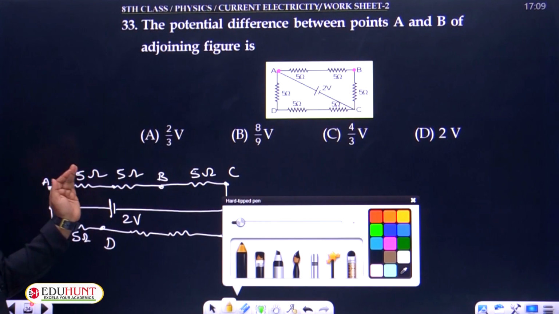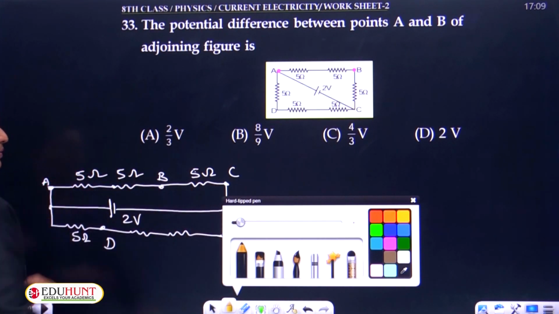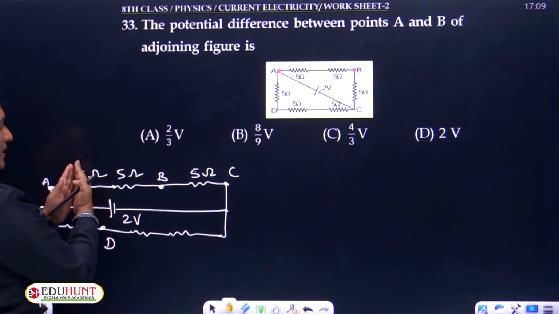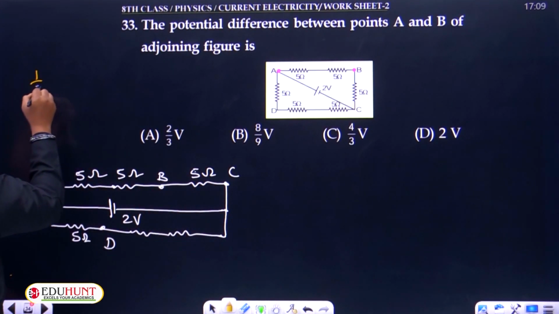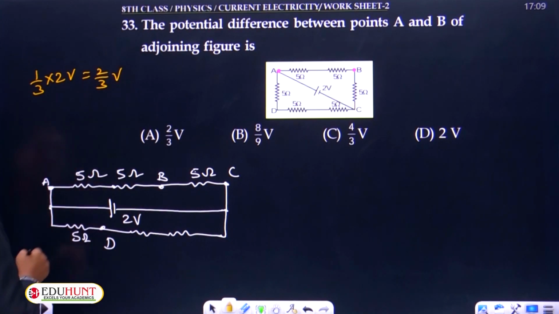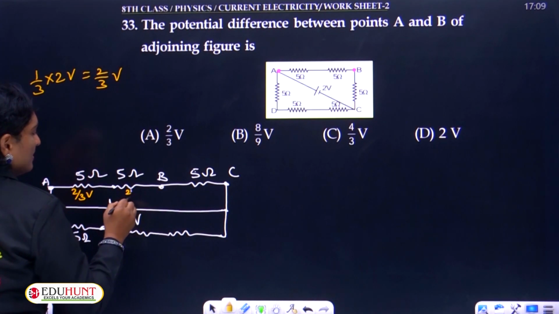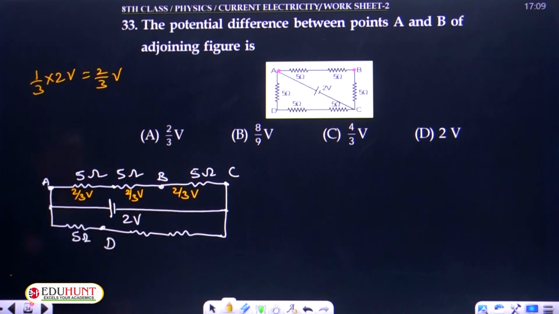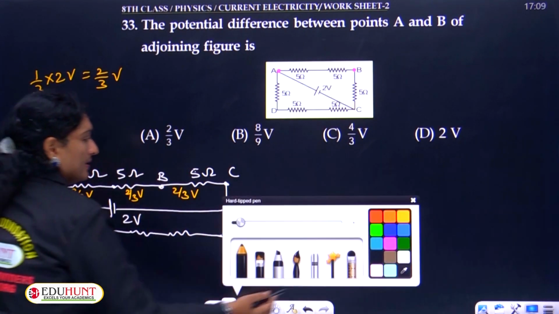2 volts. So, this 2 volts must be divided between the 3 equal resistances equally. That means 1/3 will go here, 1/3 here, and 1/3 here. 1/3 of total 2 volts is equal to 2/3 volts. So, here 2/3 voltage, here also 2/3 voltage, and here also 2/3 voltage. I hope the picture and the diagram is clear, children.